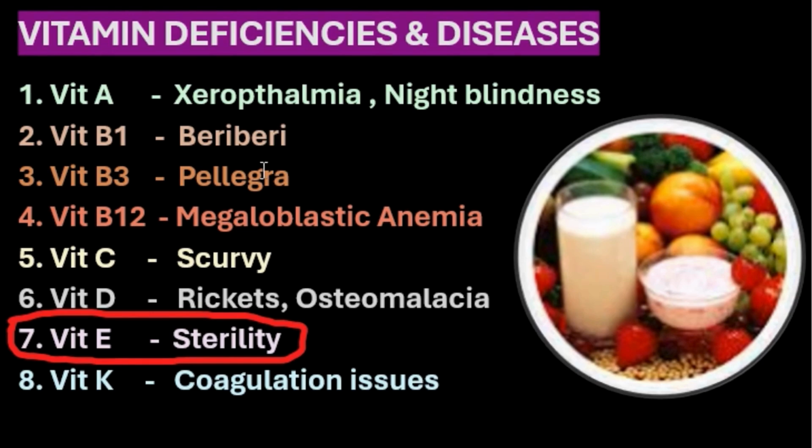Vitamin A deficiency causes night blindness, vitamin B1, beriberi, B3, pellagra, B12, megaloblastic anemia, vitamin C is causing scurvy, vitamin D is causing rickets, osteomalacia, and vitamin E is the anti-sterility vitamin. So, vitamin E is the right answer.